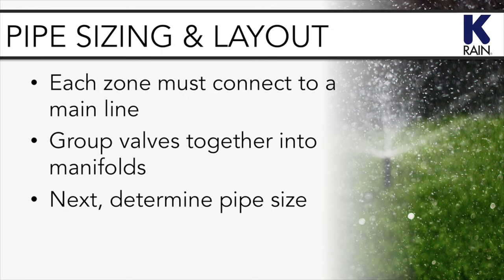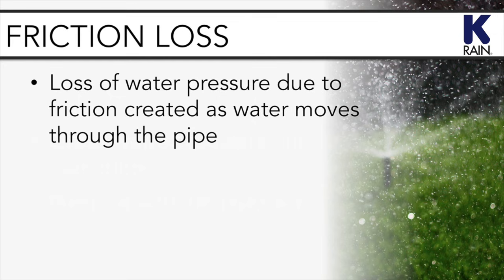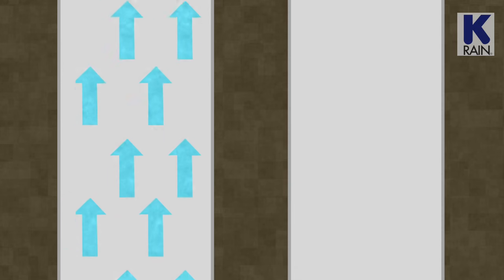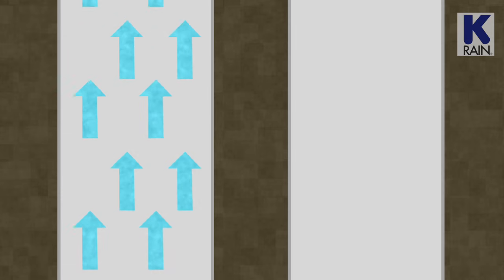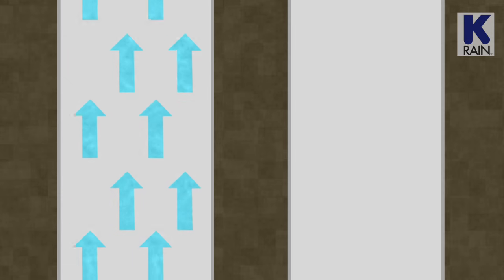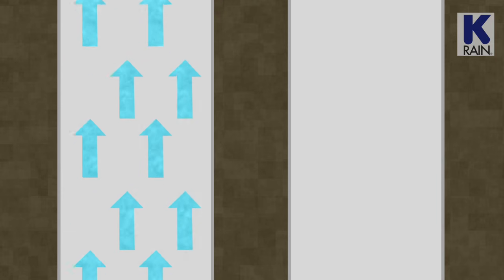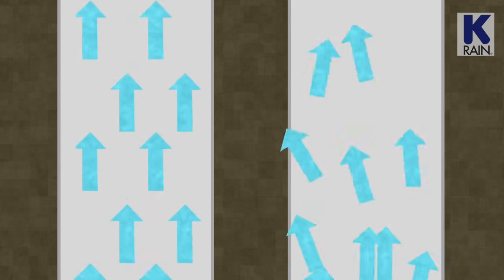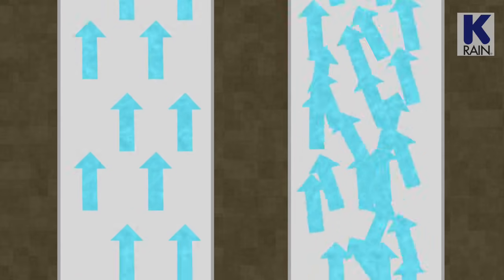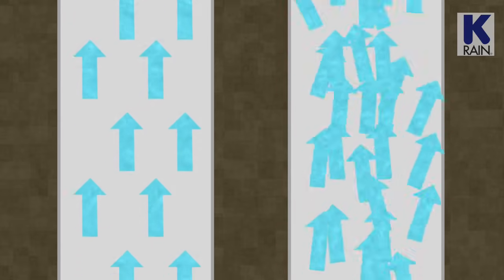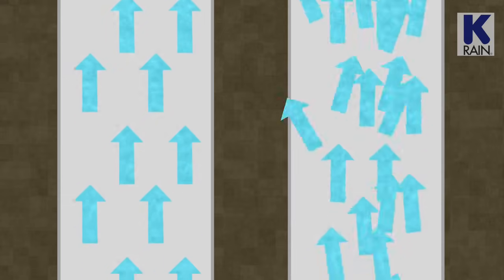The phenomenon that governs pipe sizing is friction loss. This is a loss of water pressure due to the friction created as water moves through the pipe. Pipe sizing affects friction loss in this way. When relatively little water is moving through a large pipe, the water moves very slowly with minimal friction that has very little effect on the pressure at the end of the pipe. On the contrary, when a large amount of water moves through a relatively small pipe, the water moves quickly, and this generates a lot of friction, which reduces the pressure at the end of the pipe.